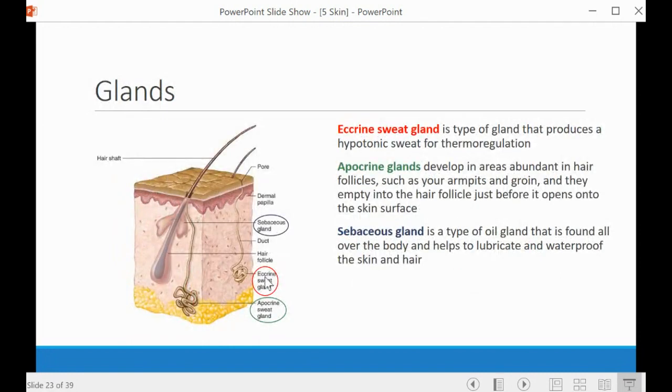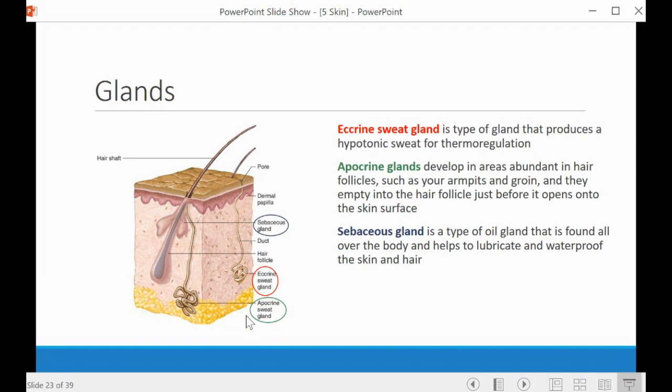We have our eccrine sweat glands, our apocrine sweat glands, and our sebaceous oil glands, sorry. So the eccrine sweat gland right here, it produces hypotonic sweat. Hypotonic sweat is the sweat that you would think of, and its job is thermoregulation, right? We get hot, we start to sweat, the evaporative cooling happens on our skin. So that's an eccrine sweat gland. We have these all over our body.